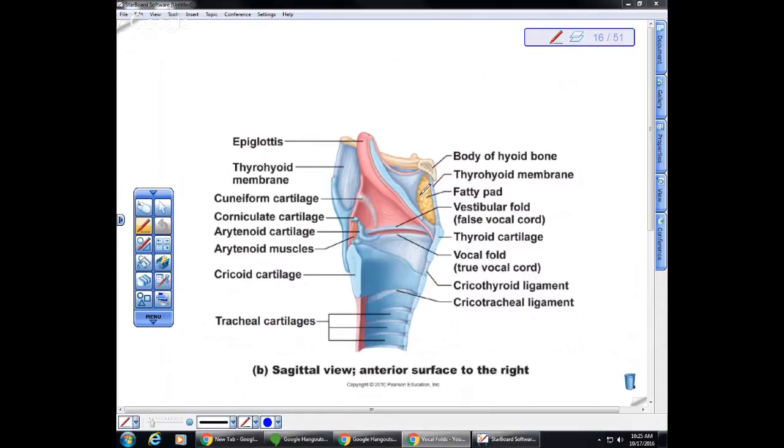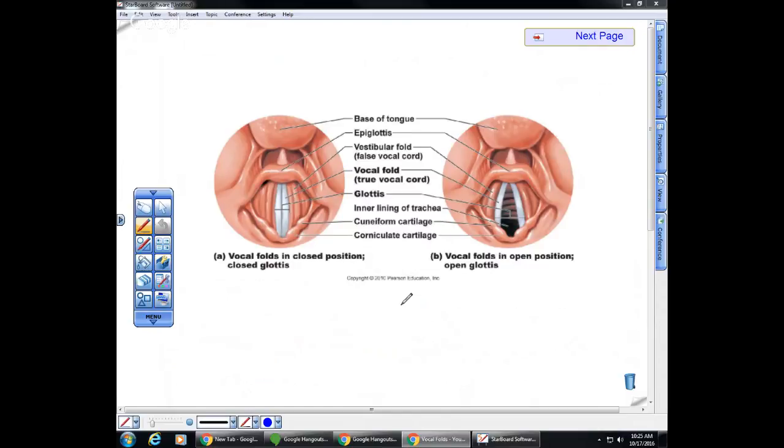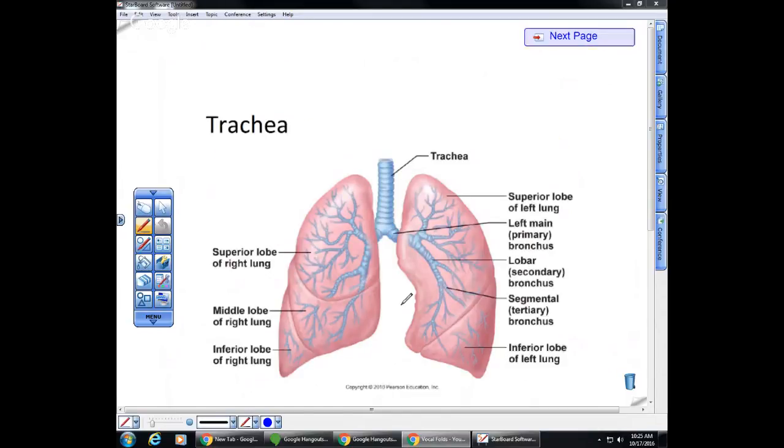Okay, so the true vocal cords are actually ligaments, hence they're white. And so you can kind of see their white color, but they're covered over by a mucous membrane. So once we get through the glottis here and through the vocal cords, we then enter the trachea. And the trachea is the structure that we can actually feel with our hands, and it would be anterior to the esophagus.